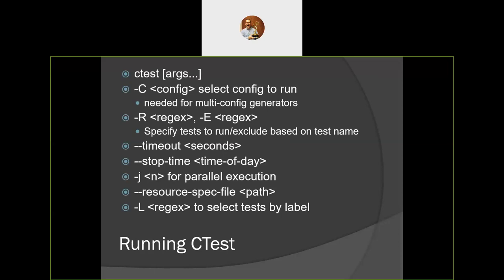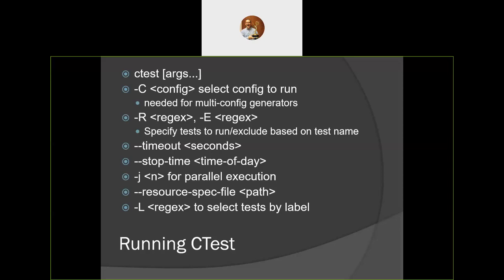But ultimately, you're going to want to test the C++ code that you're building. So if you haven't built it for a release configuration and you tell CTest to run the tests for the release configuration, it'll most likely just complain that it couldn't find the executable. So if you get that error, that's a thing to check.